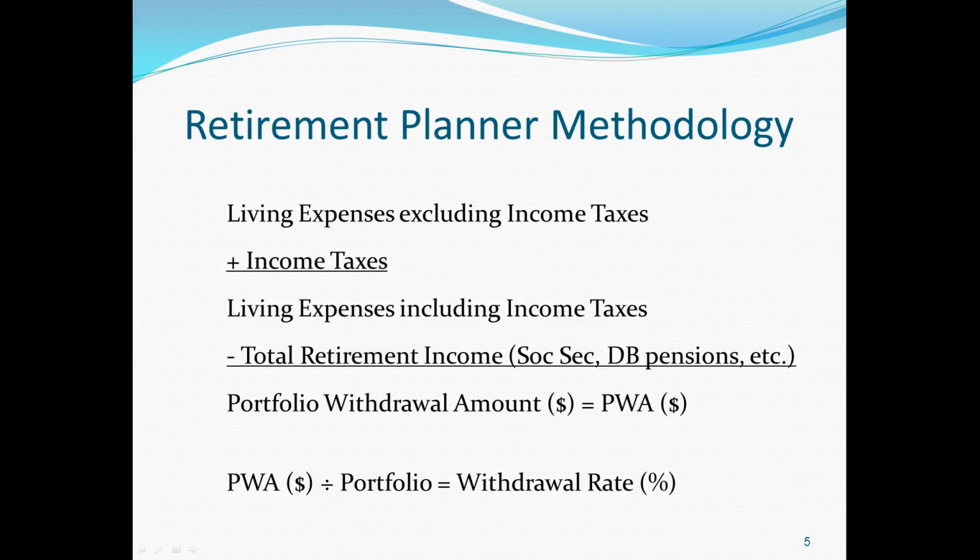The methodology that the retirement planner uses is very simple. First, it looks at what your living expenses are expected to be in retirement, excluding income taxes. Then you add a factor for income taxes to get your total cash needs in retirement. From that total, you subtract your fixed retirement income such as Social Security and defined benefit pensions. The difference is the amount you'll need to withdraw from your portfolio each year. Lastly, you divide that amount by your portfolio to arrive at the withdrawal rate.